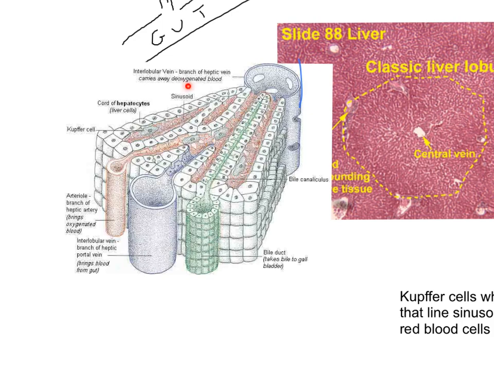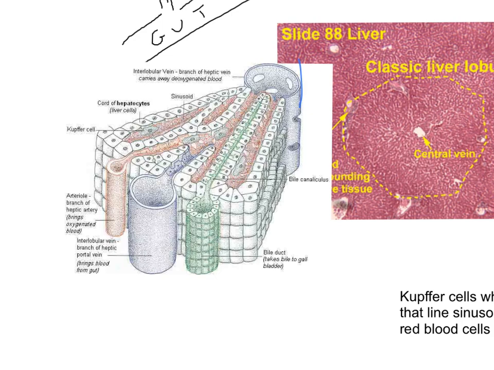These structures, the key word you must know, are called sinusoids. So the channels that link the hepatic artery and the hepatic portal vein to the hepatic vein are called sinusoids. Key word, must have that in your notes.